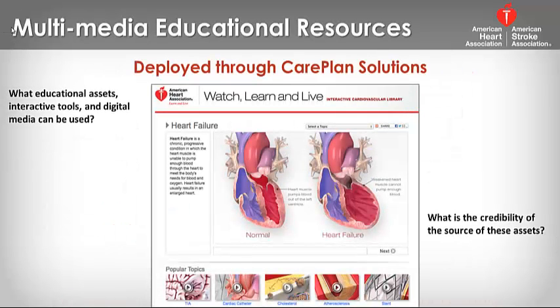The multimedia part of the component, this is part of the education plan. What educational assets, interactive tools, and digital media can be used? And importantly, what is the credibility or the source of these assets?